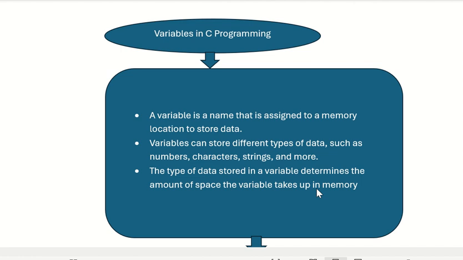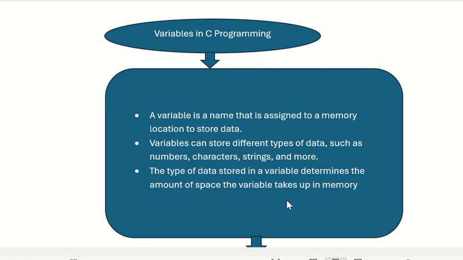So which type of data you are assigning to the variables, which data type you are using to declare the variables, that will decide how much memory will be allocated to those variables by the CPU, you can say the controller. So that will be decided on the basis of data types.